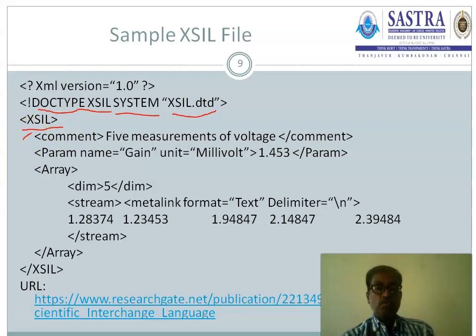Five measurements of voltage are stored here. So the parameters are gain, the first parameter. Unit is millivolt and value is 1.453. And then the remaining values are stored in the array, a one-dimensional array. The array size is 5. And then stream.